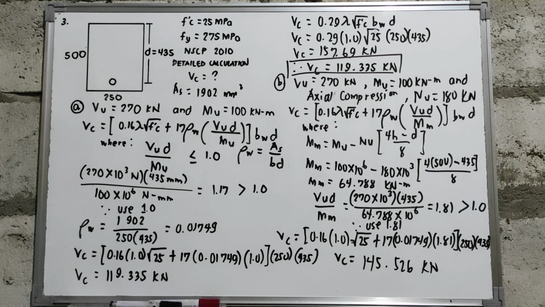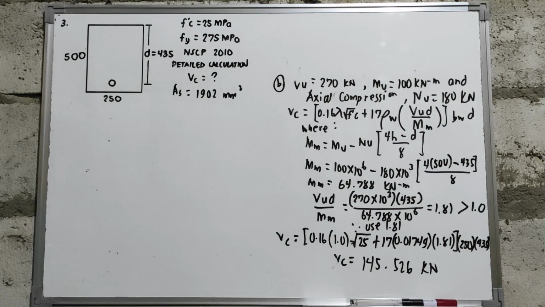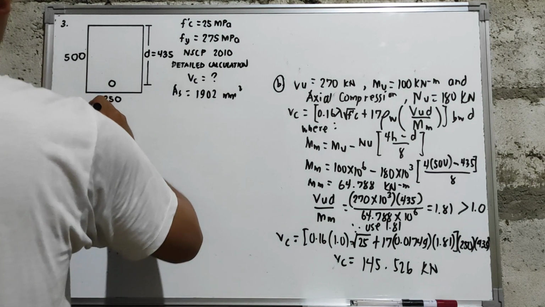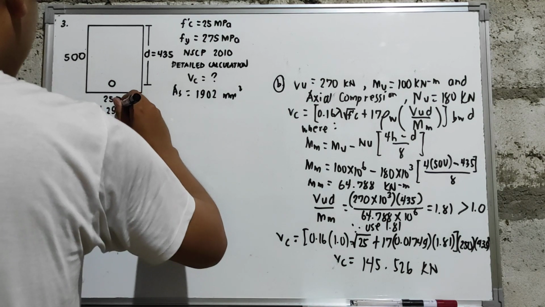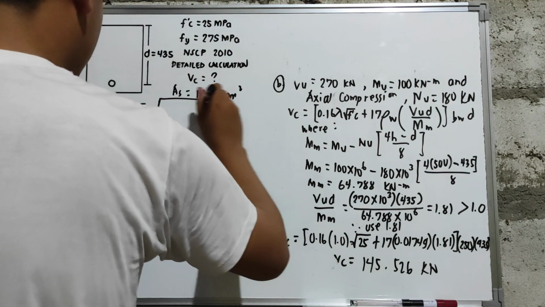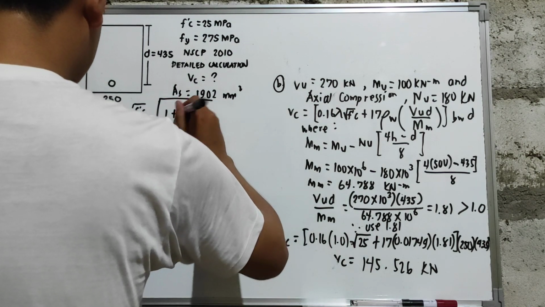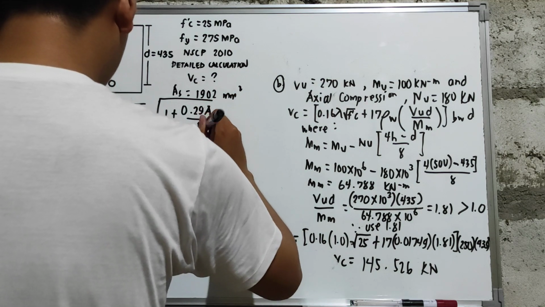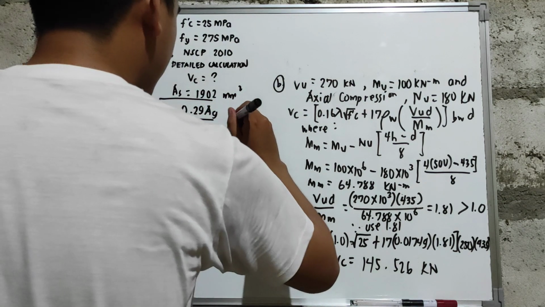So besides dito, meron tayong another formula in computing for the value of your V sub C. So ano yan? So tatlo yung formula natin dyan under detailed calculation with axial. So let's proceed to the second formula. So that is VC for detailed calculation with axial. So VC, that is 0.29 lambda square root of F prime C. So magkakaroon tayo dito ng 1 plus 0.29. So that is AG over NU, BWD.